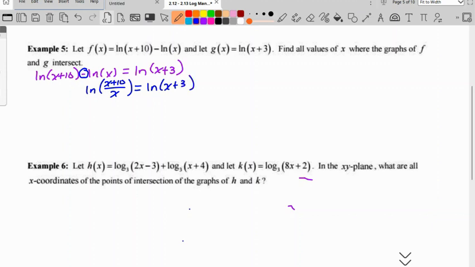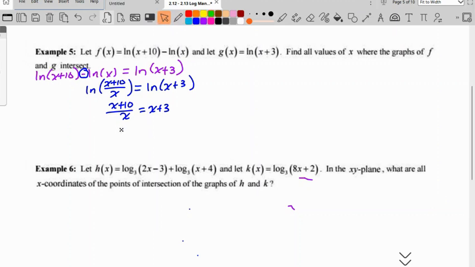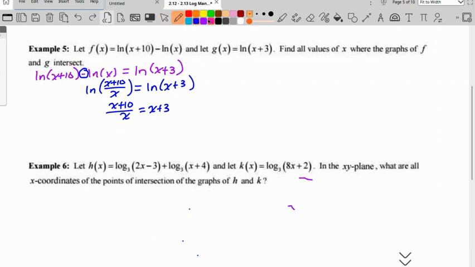Okay, and what does that mean if the natural log of x plus 10 over x equals the natural log of x plus 3? That x plus 10 over x must equal x plus 3. Okay, so let's finish solving that. Go ahead and use those skills. Multiply both sides by x. We get x plus 10 equals x squared plus 3x. So 0 equals x squared plus 2x minus 10.